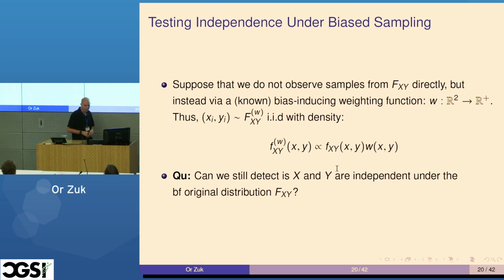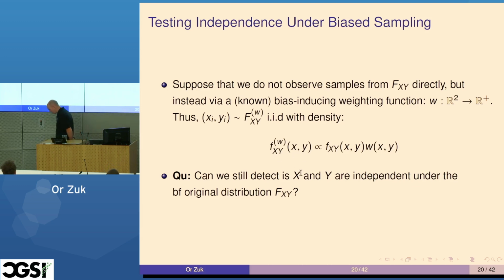So what do I mean by biased sampling? I'm writing here in a general form. Suppose that you don't sample from f_XY, but you have some weight function, w(x,y), and you sample from this product. It's proportional because when you multiply a density by some weight function, you need to normalize it. But this gives you a different density.